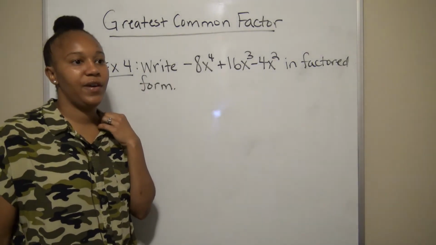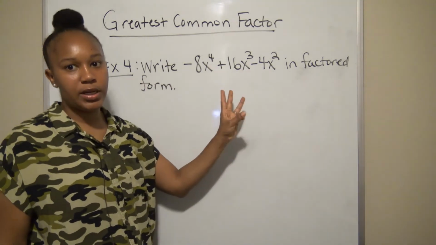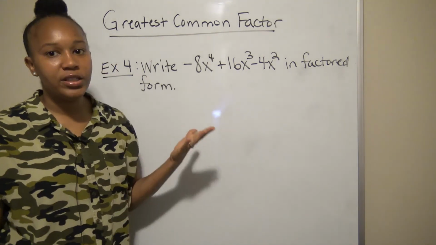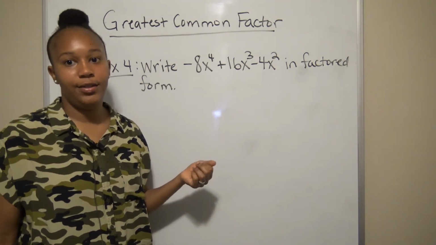It doesn't tell us to factor out the GCF, but it tells us to write this polynomial, which is a trinomial because it has 3 terms, in factored form. So basically what we want to do is factor. And the first step in factoring is to factor out the GCF.